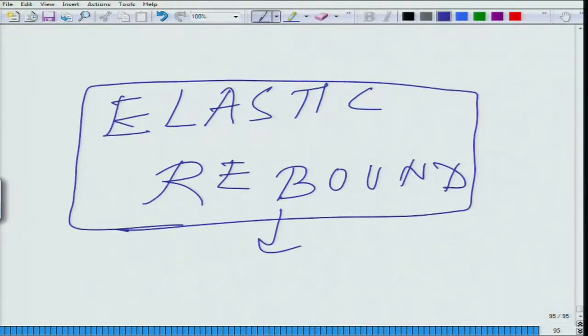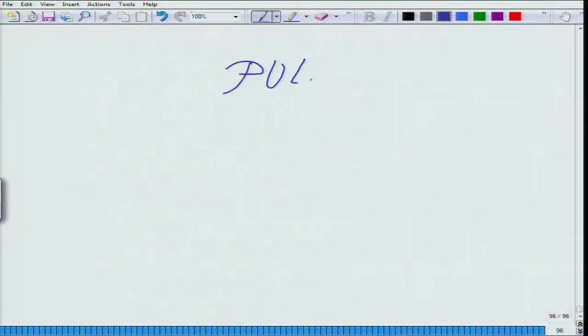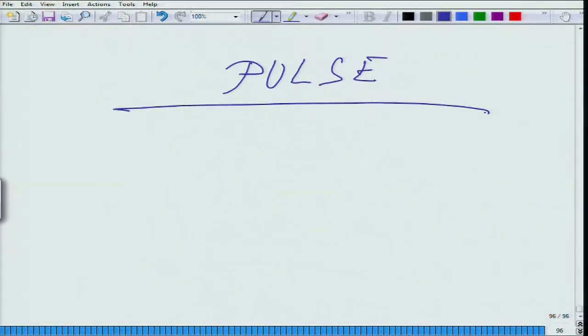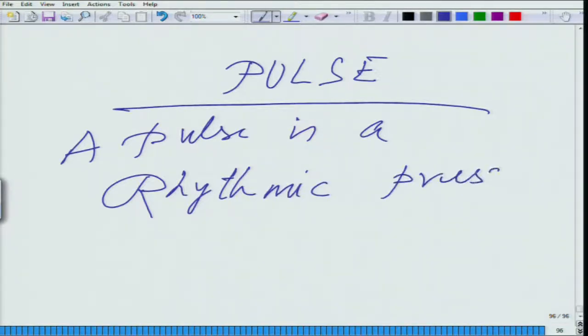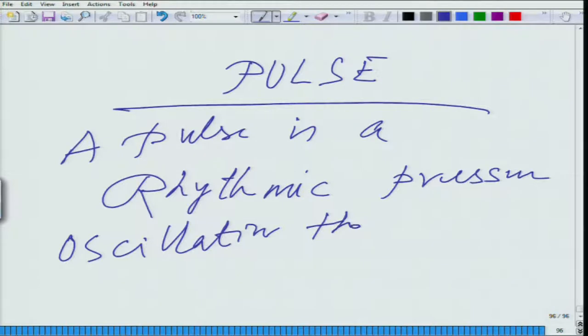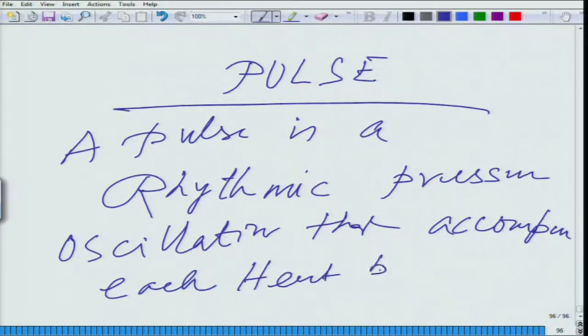One more thing I will add here is the pulse. A pulse is basically a rhythmic pressure oscillation that accompanies each heartbeat. The definition of the pulse is essential here. A pulse is a rhythmic pressure oscillation that accompanies each heartbeat. And I talked to you about the pulse pressure.